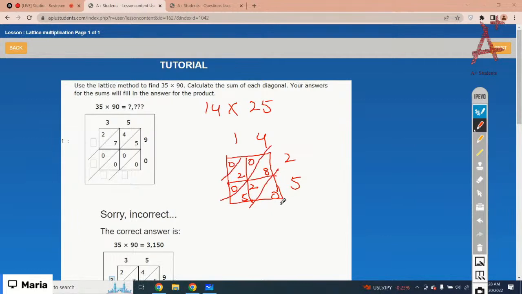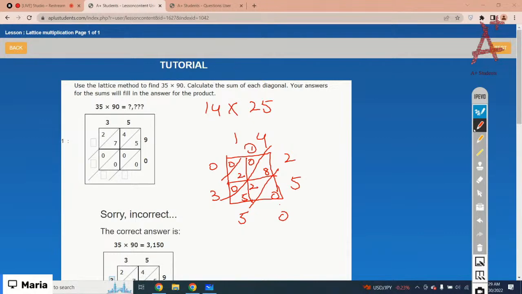But you have to start adding from the lowest diagonal. Here you have 0. 8 and 2, 10 and 5, 15. So 5 and 1 carry. So 2 plus 1 is 3. So here you have 0. It would be 350. Let me check. 14 times 25 is, yes, it is 350. Got it?